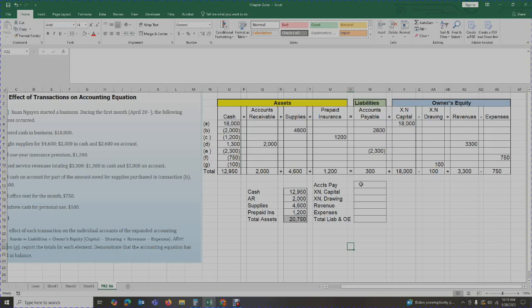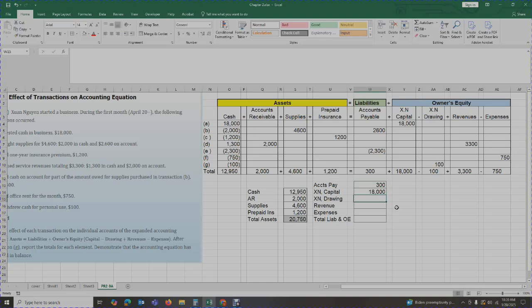Okay. Now I need to make sure that I do the same thing to the right hand side of the accounting equation. Your assets need to equal your liabilities plus your owner's equity. So we need to make sure that the liabilities and owner's equity together balance the same amount as your assets. So we're going to start off with accounts payable. I've got 300 in accounts payable. I've got 18,000 in my capital account.